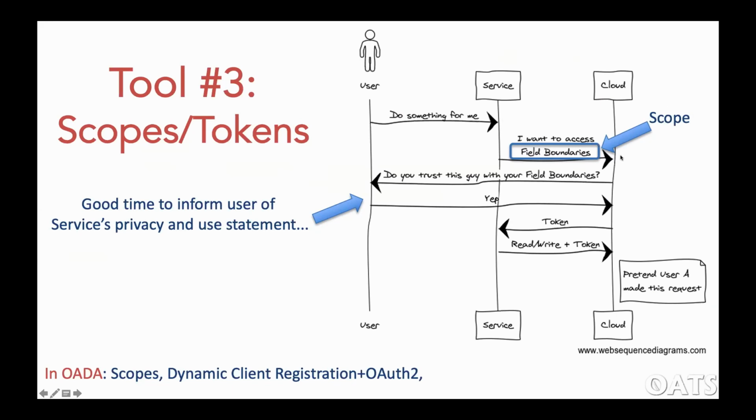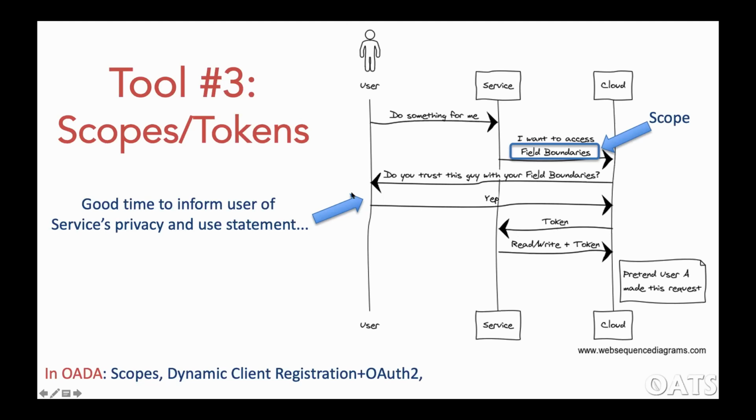And so these scopes are a really important thing for an industry to understand, because it's something that the service is asking of the cloud without the user in the middle. And so what happens is when the service asks the cloud for field boundaries, they go back and ask the user, do you trust this guy with your field boundaries? And when he says yes, this cloud will authorize a token for the service, and then the service, every time it sends a request to do any read-write operations on behalf of the user, is going to send that token along as its password. So any request that shows up at the destination with that thing on the request goes through as if the user themselves had made that request. So the service is acting on behalf of the user with this token.